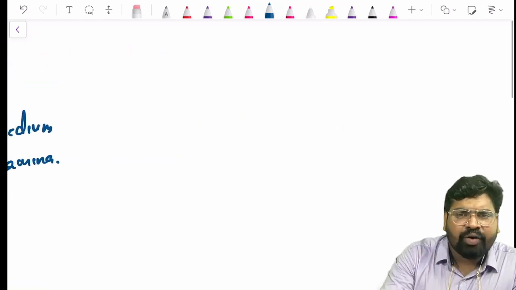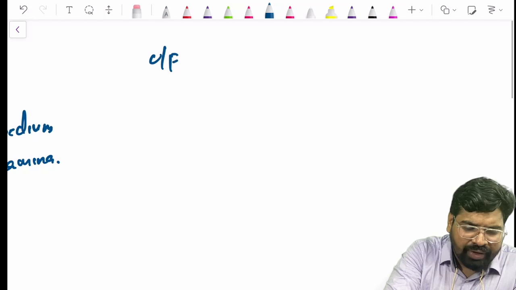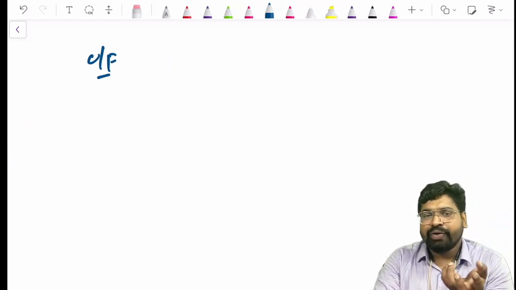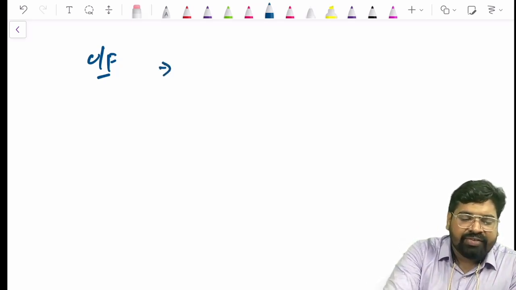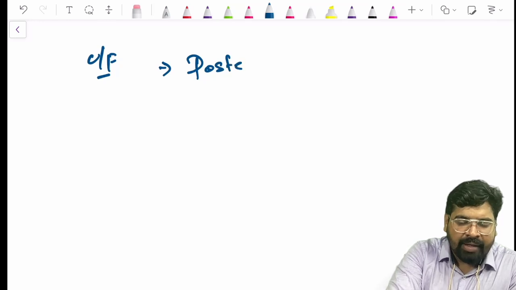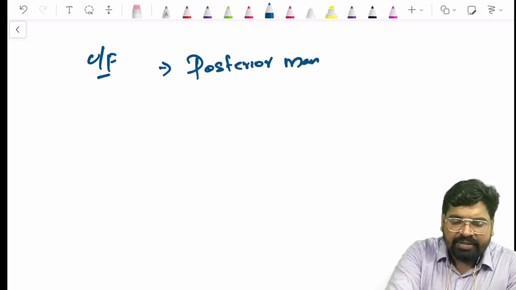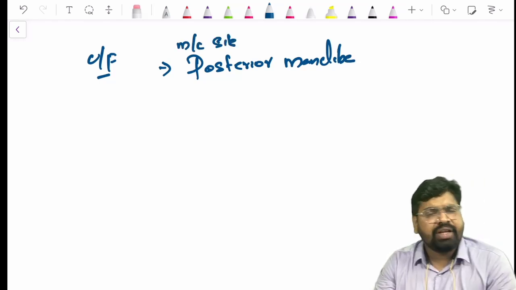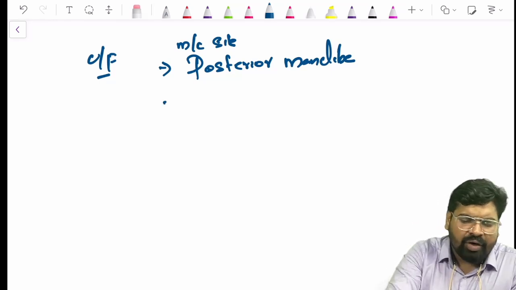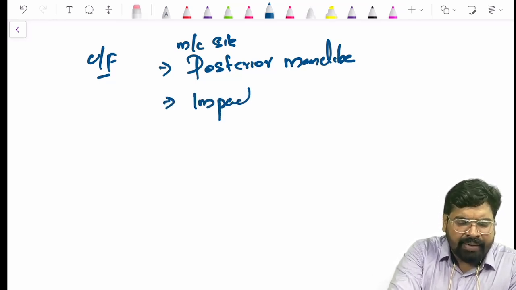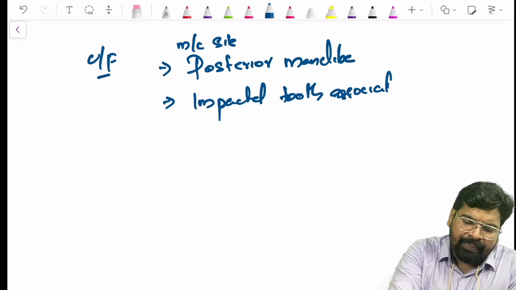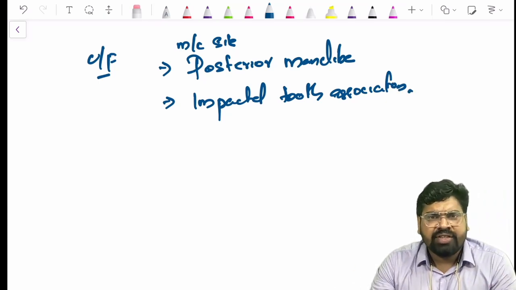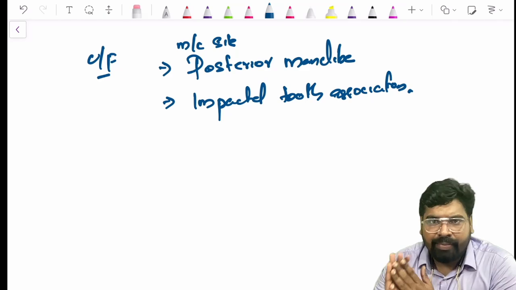Now, let's see a little about its clinical features. You know that AOT favors the anterior maxilla, but CEOT usually favors the posterior mandible. Posterior mandible is the favorite site, the most common site we say, and usually it comes along with an impacted tooth. Impacted tooth association is there, and most commonly CEOT comes in the posterior mandible.